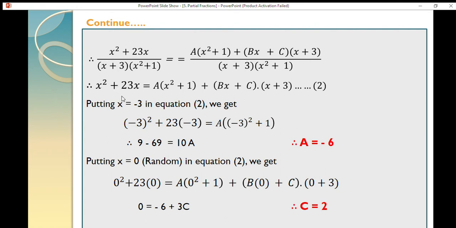So x plus 3 equal to 0 gives you x is equal to minus 3. Substitute that value of x in equation number 2. So what is that calculation? Left hand side is minus 3 square plus 23 into minus 3 equal to, now when you put x is equal to minus 3 there, this bracket becomes 0 and hence the whole second term becomes 0. Right? So we'll write the calculation for the first part only, a into (minus 3 square plus 1). This is 9 plus 1, 10a. Simplification of this left hand side is 9 minus 69 is minus 60 and hence minus 60 equal to 10a, therefore a is equal to minus 6 is the value of one constant a.